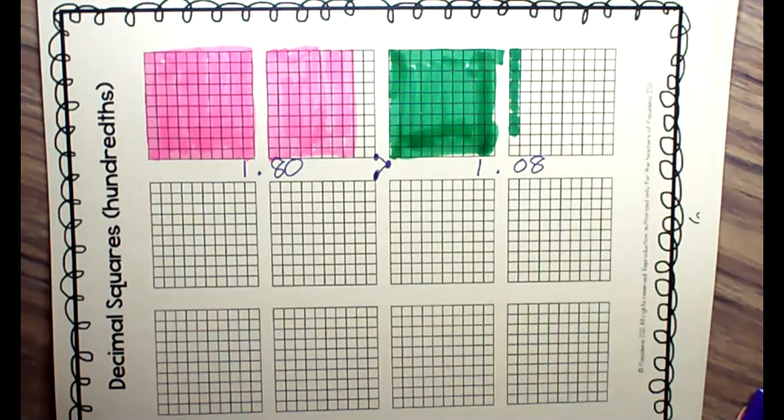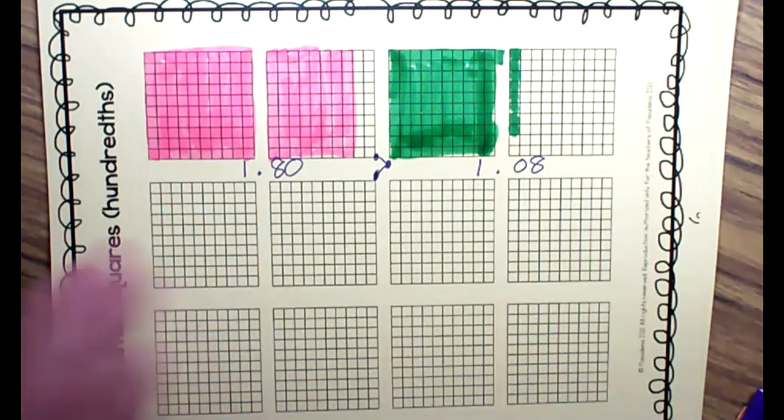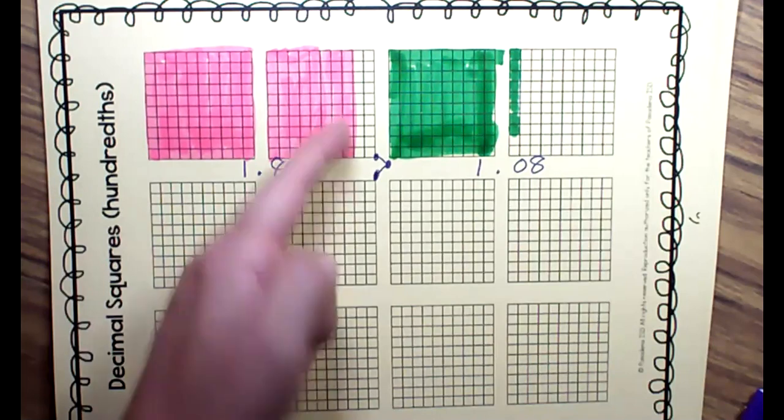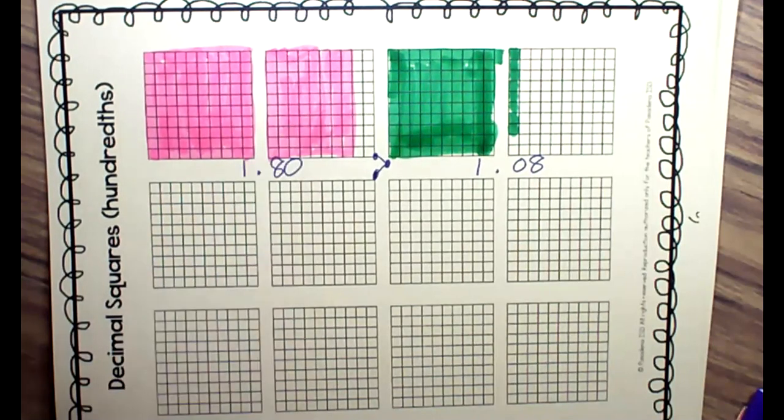And what you're going to say to justify this is that, yes, 1 whole and 80 hundredths is a greater value. And this is true because there is more shaded in the 1 and 80 hundredths. It has more value in it. More of it is shaded. Okay, so now we're going to look at another one.